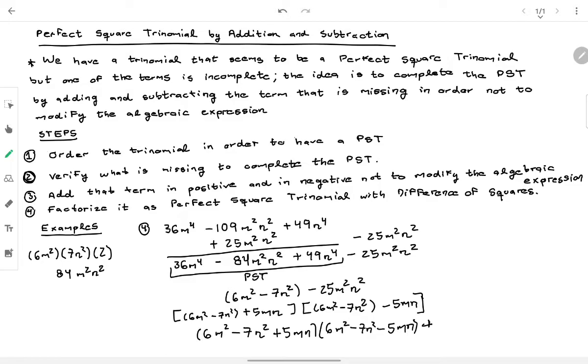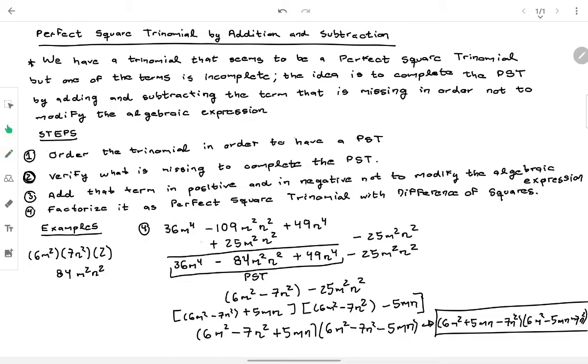So we need to order it correctly, and it's going to be 6m squared plus 5mn minus 7n squared, that multiplies 6m squared minus 5mn minus 7n squared. And that is going to be our final and ordered answer.